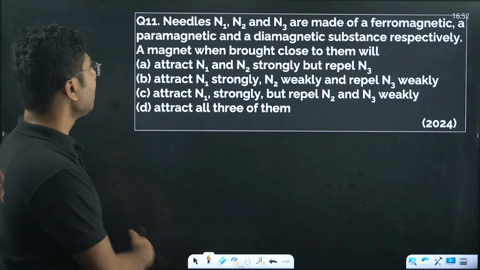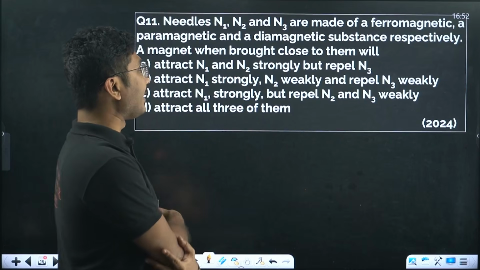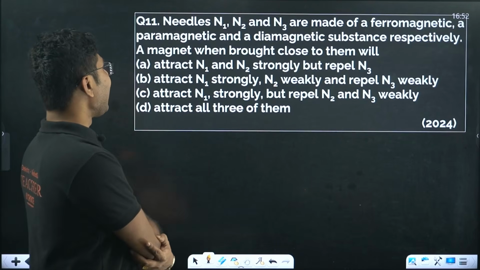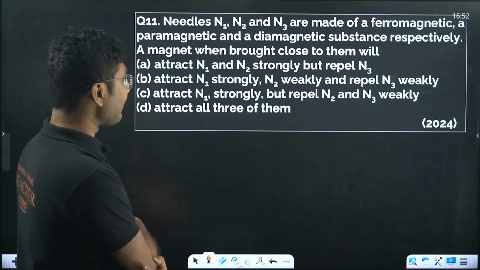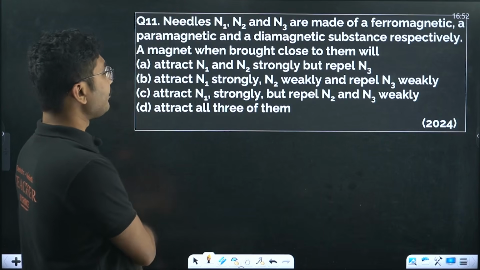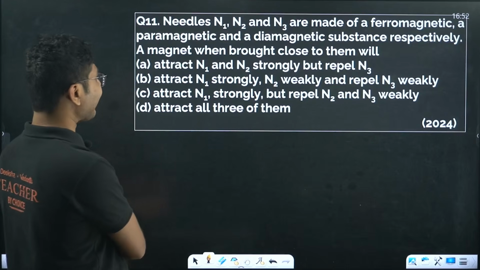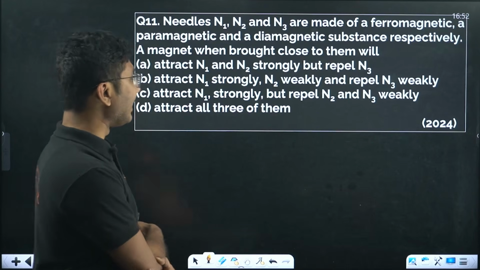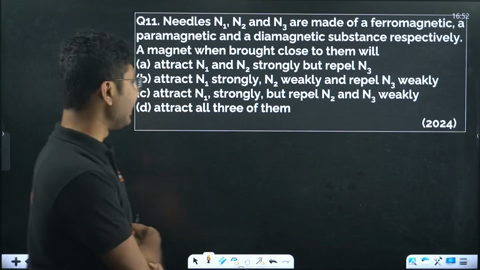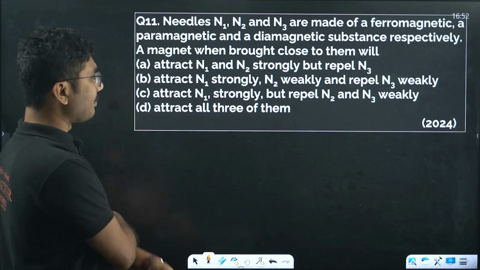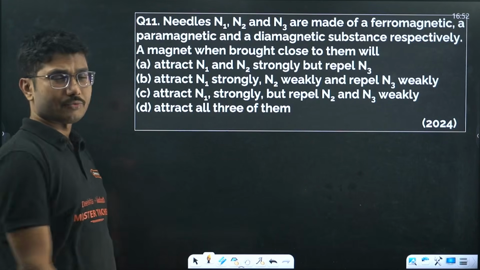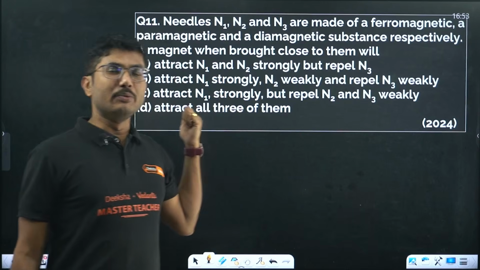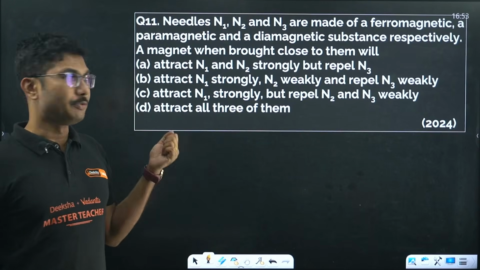Now let's move on. Needles N1, N2 and N3 are made of a ferromagnetic, a paramagnetic and a diamagnetic substance. A magnet brought close to them will: attract N1 and N2 strongly but repel N3; attract N1 strongly, N2 weakly and repel N3 weakly; attract N1 strongly but repel N2 and N3 weakly; attract all three of them. So obviously for paramagnet it will be weakly attracted, for ferromagnet it will be strongly attracted.